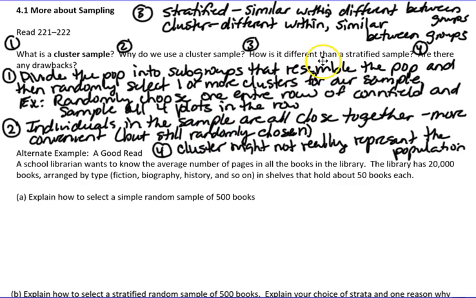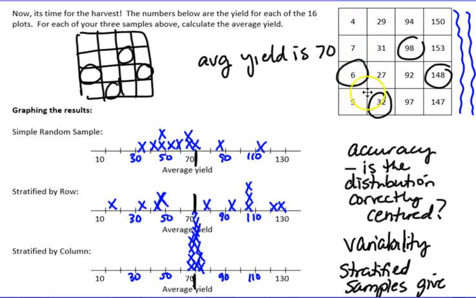Now, how is it different than a stratified sample? In a stratified sample, the groups are similar within, but different between the groups. So within each column of the cornfield, there was similar amount of yield, but they were different between groups. So let me go back and let's look at the cornfield again. So within each column, and I might have said row before, within each column there's a similar yield, okay, but big differences between the columns. The clusters, however, are different within but similar between. So within each cluster we see big differences representing the entire population, but every cluster looks pretty much like the other one.